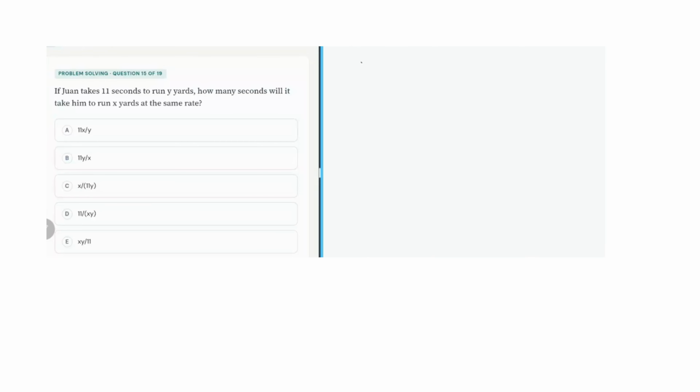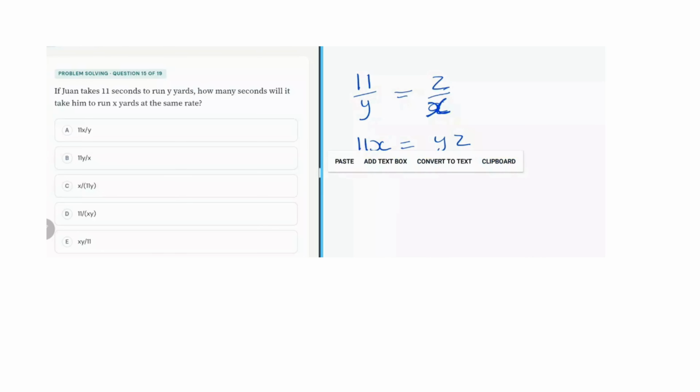We are going to write this as Joanne takes 11 seconds to run Y yards. That's one instant. The next instant will now be Z seconds to run S yards. What we are looking for is this Z. 11S, cross multiply, equals YZ. So that what we are looking for is, we are looking for Z, don't forget. So that is 11S over Y, A.